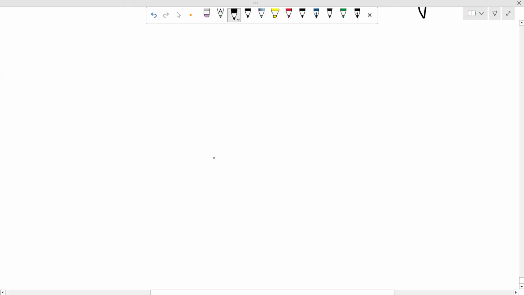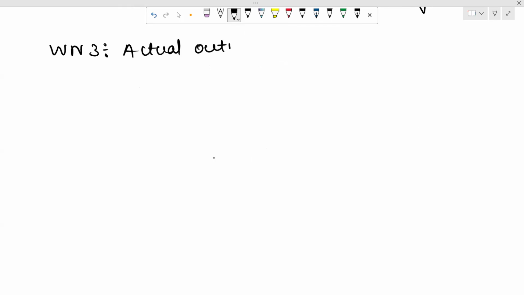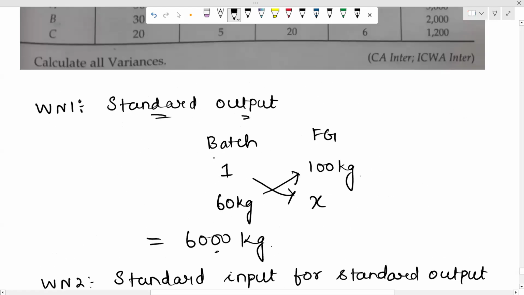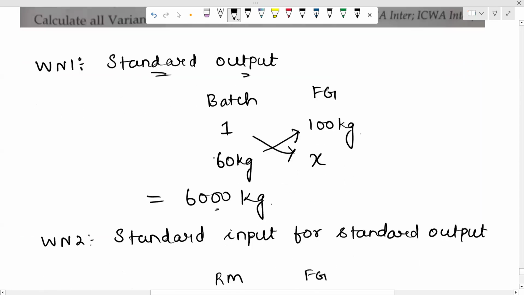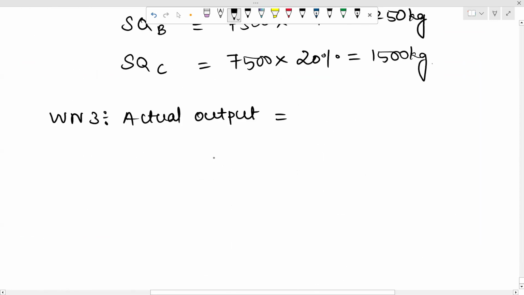Now let's solve the third working note. Working note 3: Actual output. So during the month of June, how many units or how many kg of BXC we actually produced? We produced 5600 kg of BXC, which is directly given in the question. So actual output is nothing but 5600 kg.